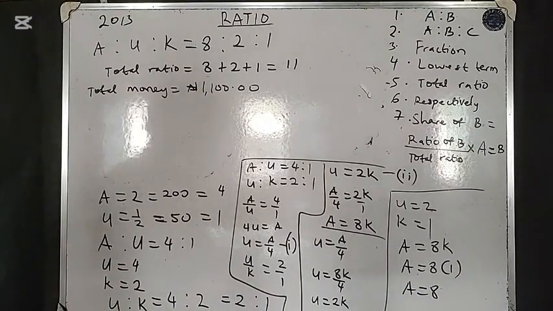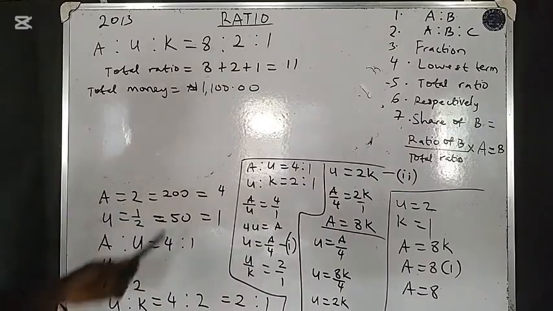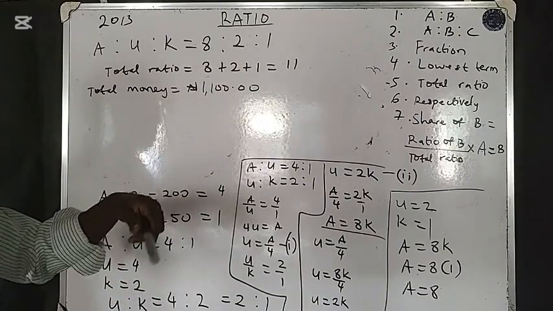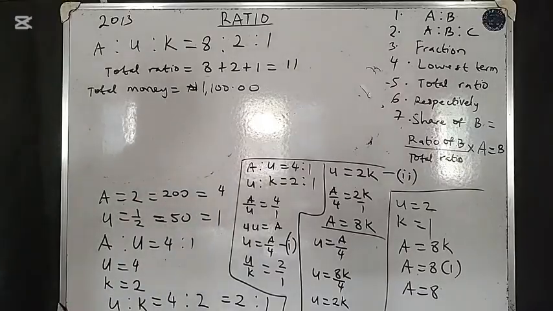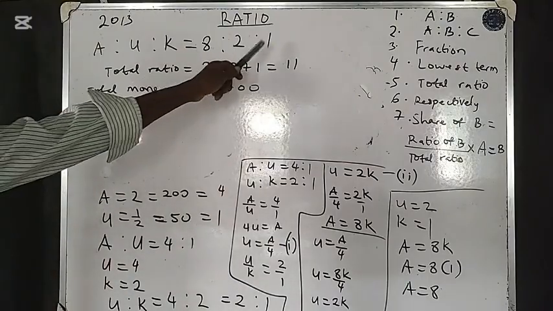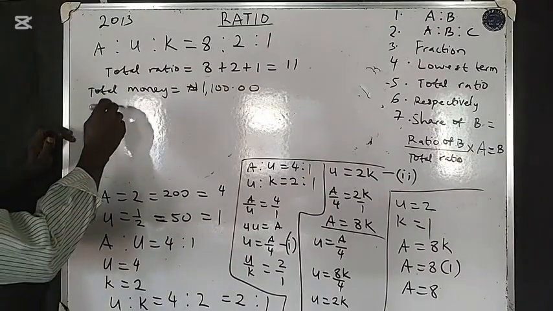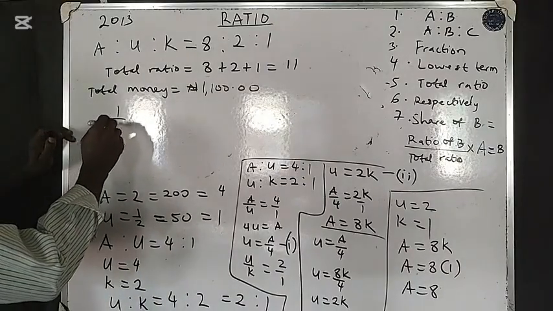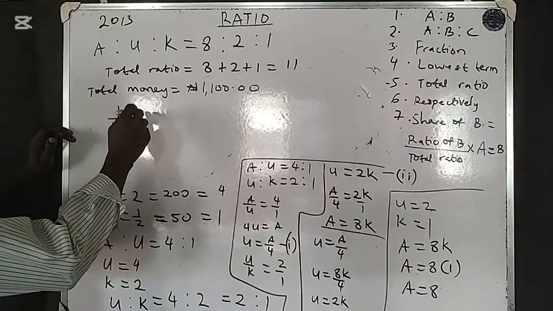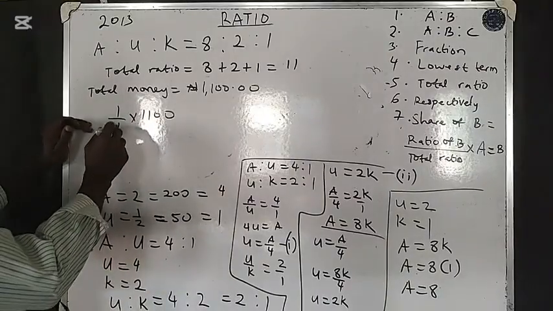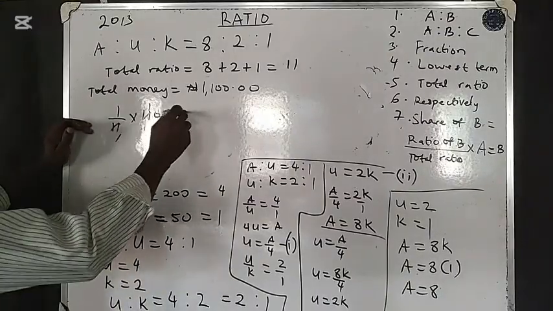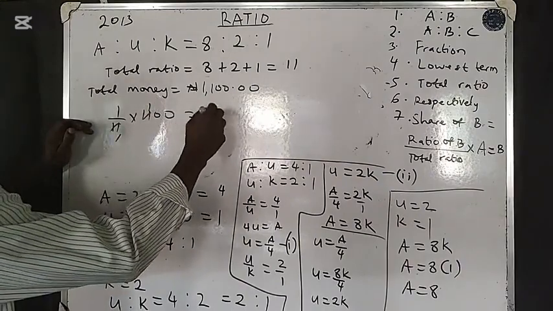Now, what is the formula for finding somebody's share? The ratio of that person over total ratio, multiplied by the amount of whatever they share. The ratio of Shaka is what? 1. Is it not so? So we say 1 over total ratio, 11, times the amount they share, 1,100. 11 here 1, 11 here 1, right? 1 times 100, 100, right?